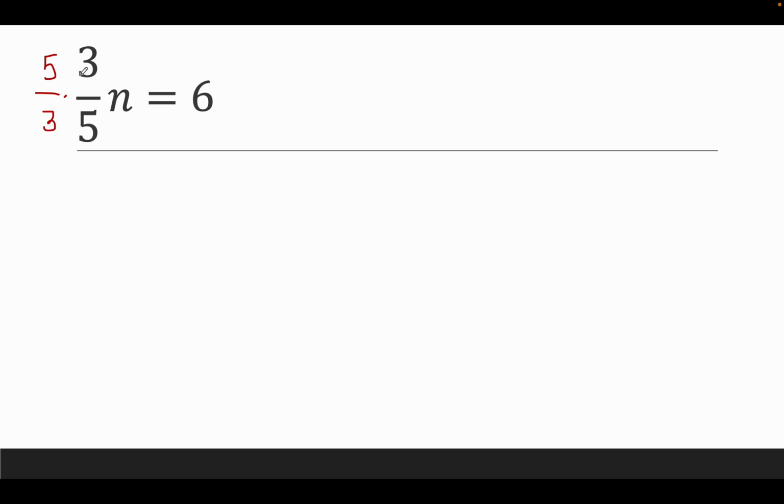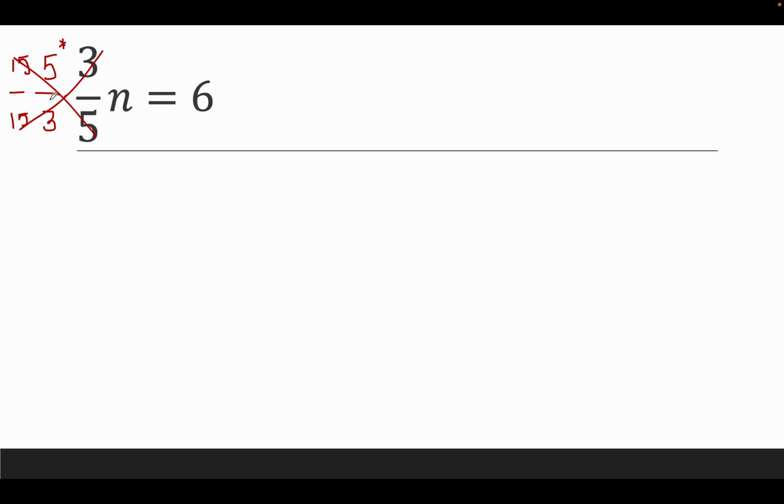Now let me prove to you that this works. Remember, what is 5 times 3? It's 15. What is 3 times 5? It is also 15. Anytime you multiply a fraction by its reciprocal, the top number is the same as the bottom number, and anything divided by itself is always 1. So all this amounts to 1n, and 1n is just n by itself. So I don't even need that 1.